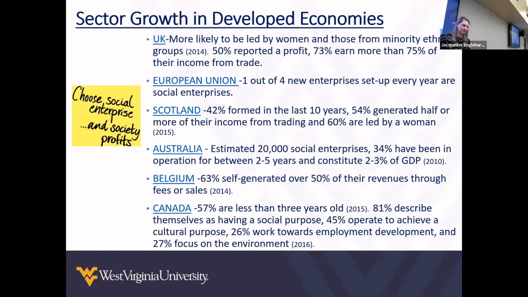And I thought Australia was interesting. There are more than 20,000 social enterprises, with a third of them being within the past 2 to 5 years. And so we're seeing also, this was similar in the US, similar in the UK, that we're hovering somewhere between 3 to 4% of GDP.